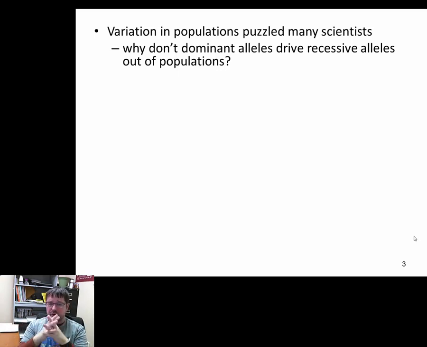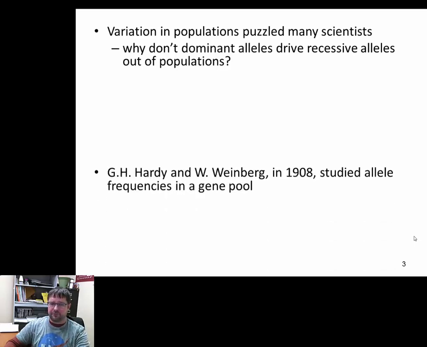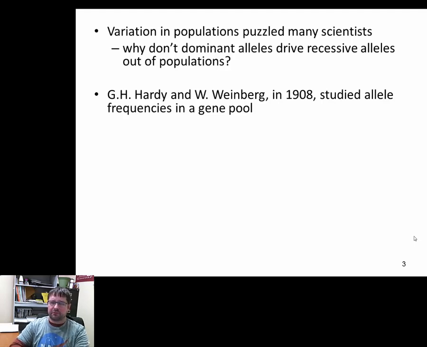But at the time when Hardy and Weinberg were doing their research, they were interested in how this affects a population's genetics. So in 1908, they were interested in the frequency of alleles in a gene pool. Now, I have to preface this. Remember that we didn't know what DNA was at this time. We didn't know what it looked like. We didn't know about genes. We didn't really know that there were chromosomes that held information or anything like that.